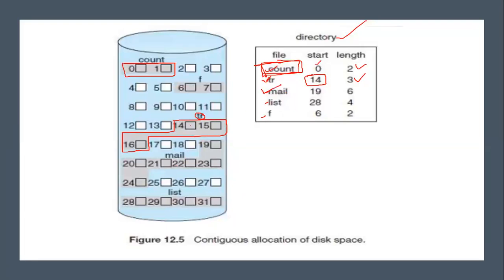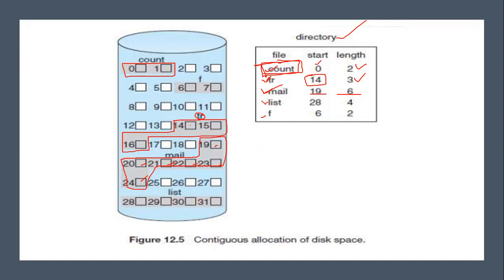The next file name is mail, which starts from 19. The length of the file is 6. So 19, 20, 21, 22, 23, and 24 are allocated for the file mail. How many blocks? 6 blocks. You note down: 1, 2, 3, 4, 5, 6 blocks are allocated contiguously.